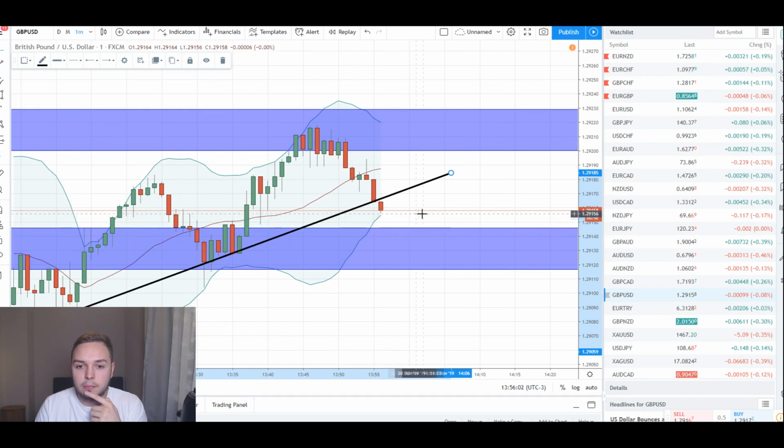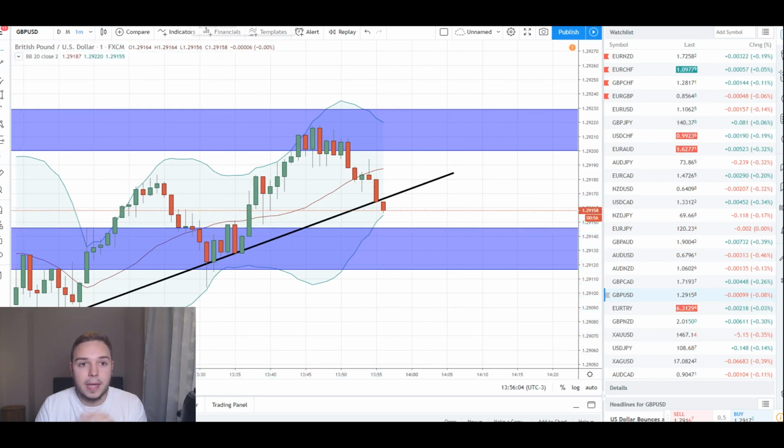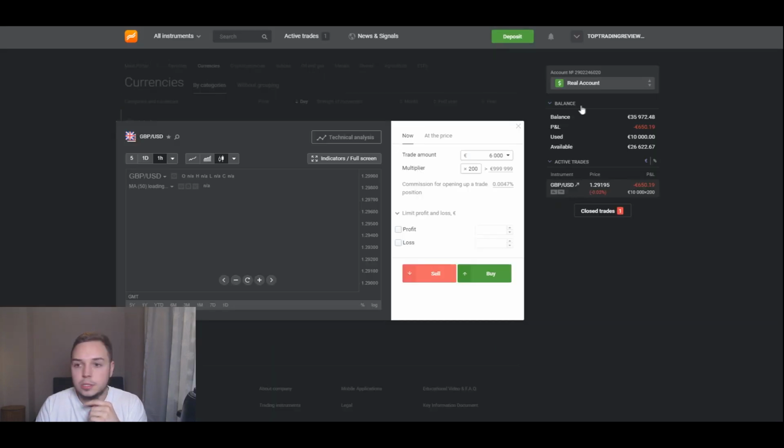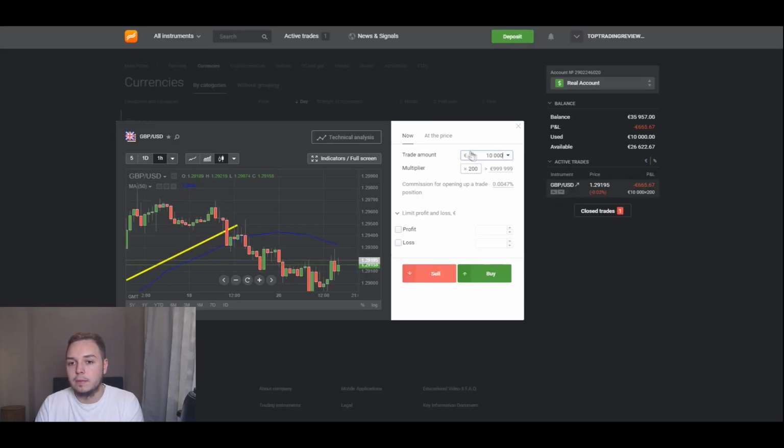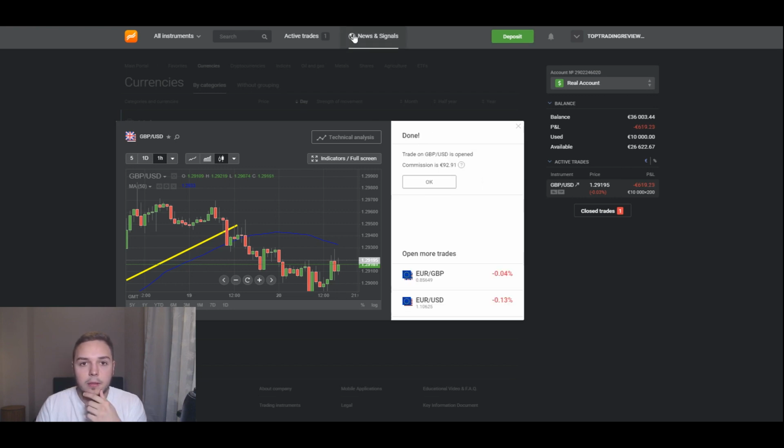Right, it's trying to break the Bollinger Band. Okay, no panicking at all. We have everything under control. We can see GBP USD, right? We can even place another trade, another buy trade.